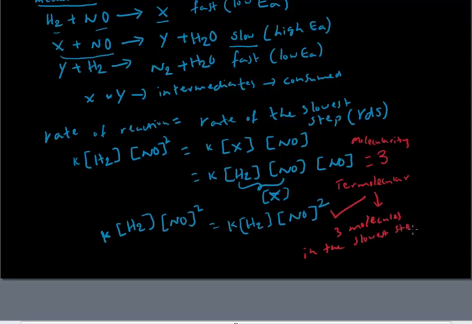So that's another important vocabulary term. Whenever you talk about molecularity, simply count the total number of molecules in the slowest step. Here, there are 2 plus 1, 3 molecules involved in the slowest step, so it's a termolecular reaction. The rate expression is consistent with the reaction mechanism and the molecularity is 3.